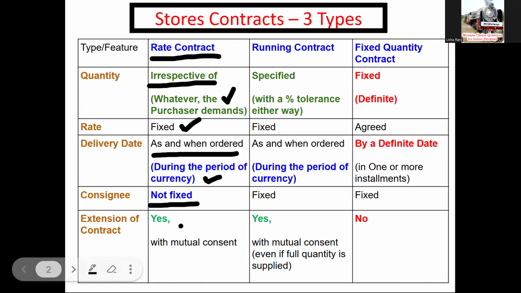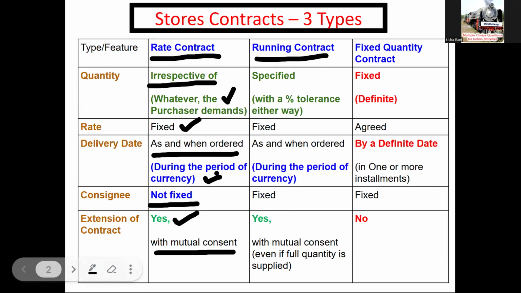And regarding extension of contract, yes, we can extend, but with mutual consent. Both should agree, purchaser and seller. Now coming to running contract.